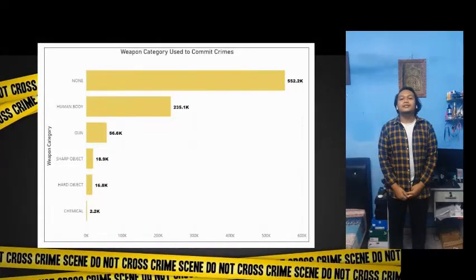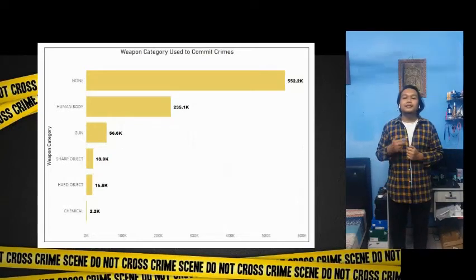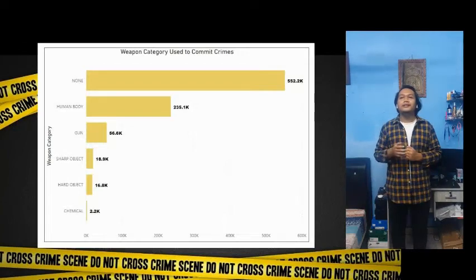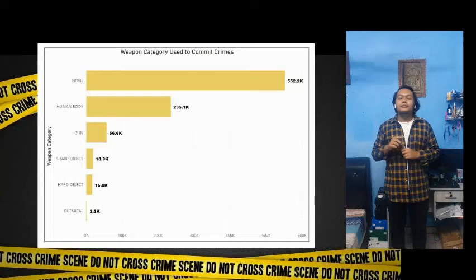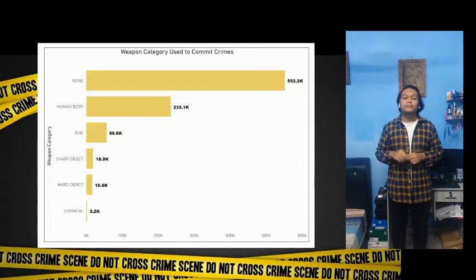The second chart used is a horizontal bar chart about the weapon category used to commit crime. There are 6 weapon categories, which are human body, gun, sharp object, hard object, chemical, and non-use weapon. The highest is non-use weapon with 552k cases because in Los Angeles, the use of any weapon in committing crime is strictly forbidden by law. And the lowest is the chemical category with 2.2k cases because chemicals take time to be prepared, therefore they don't use it.